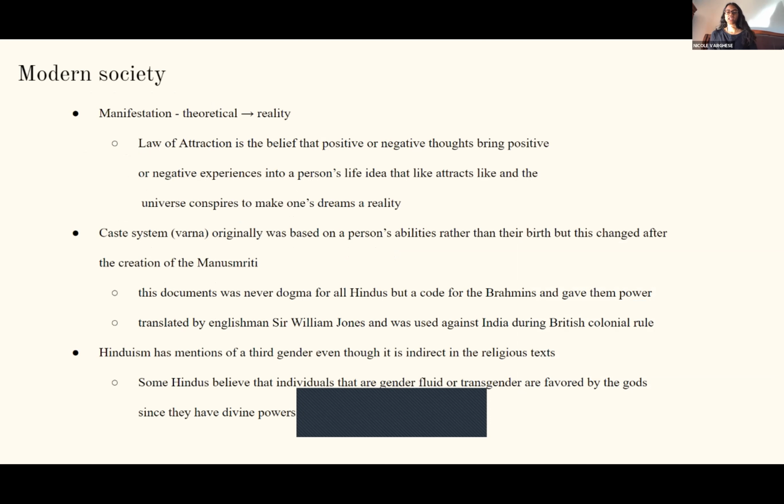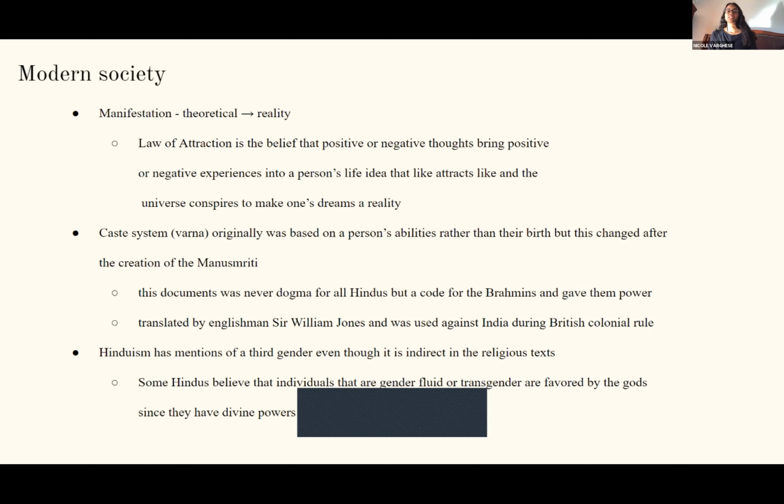And also in modern society, we know the concept of manifestation, which is actually a Hindu concept, which transforms your theoretical thoughts into reality based on the law of attraction, which is a belief that positive or negative thoughts correspond with positive and negative experiences in a person's life, and the fact that the universe conspires to make everyone's dreams a reality.